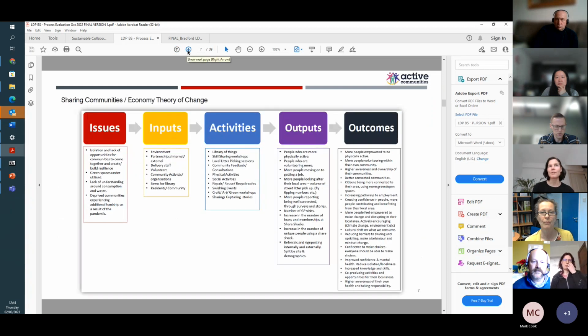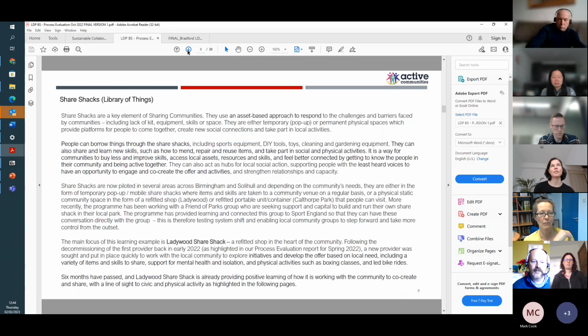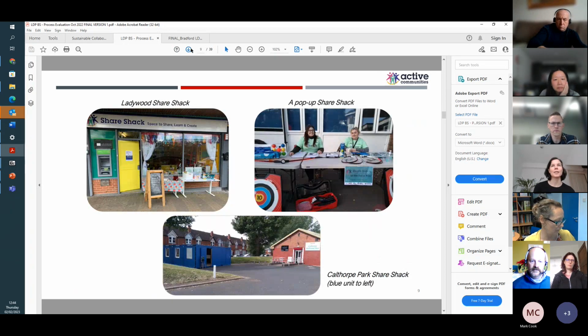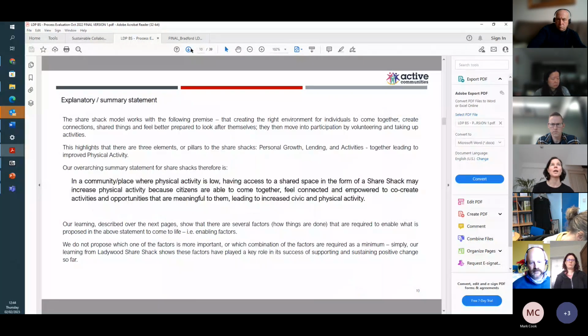That provides us with a better platform to either introduce physical activity, or build a relationship in order to encourage more physical activity in the future. I'm not going to go into the detail, but what Birmingham have done is highlight a theory of change, which might look familiar to you, and then give more detail on a particular example of the sharing opportunities, the share shacks, with some pictures to bring it to life and help people feel a connection to what it actually looks like.